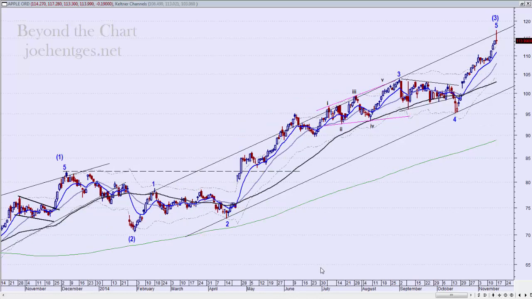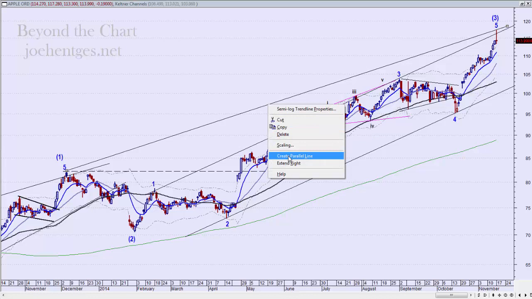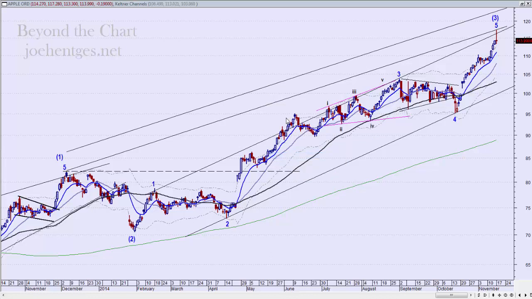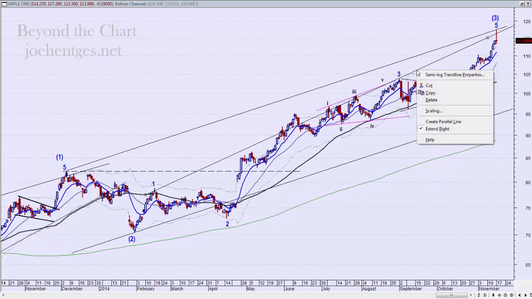I mean, if I start looking at the top of wave 1 to the top of wave 3, the intermediate waves, if I create a parallel line and bring it to the bottom of 2, then we would be looking at, and let me get rid of this so it's not too confusing, get rid of these other trend lines.